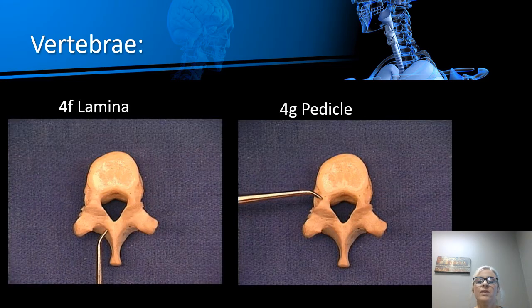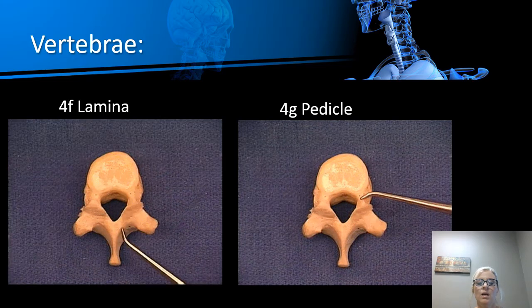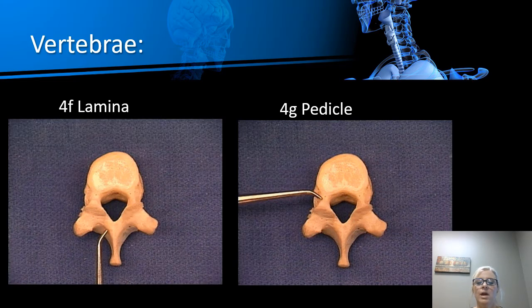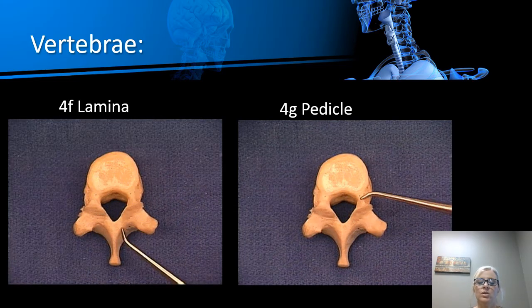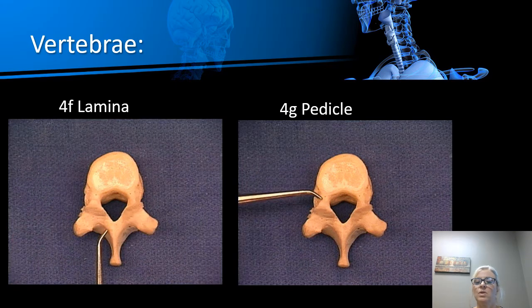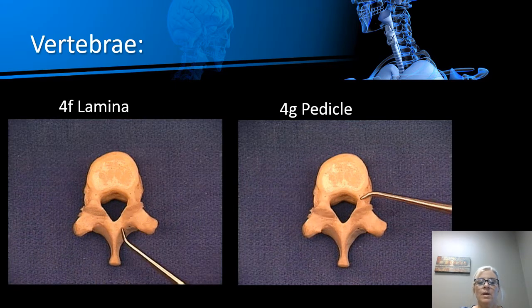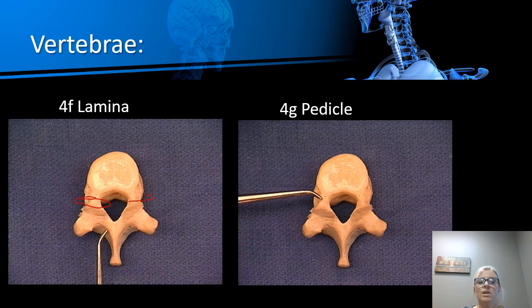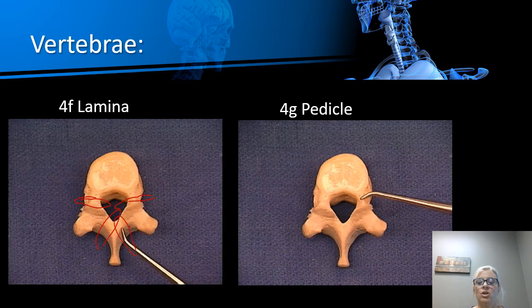So here we're looking at the lamina and pedicle. I didn't have drawings on here, and you can see this is showing you both sides as it moves. The pedicles are this portion here, and the lamina are these portions here.